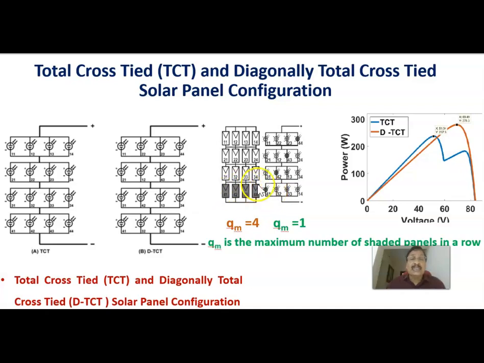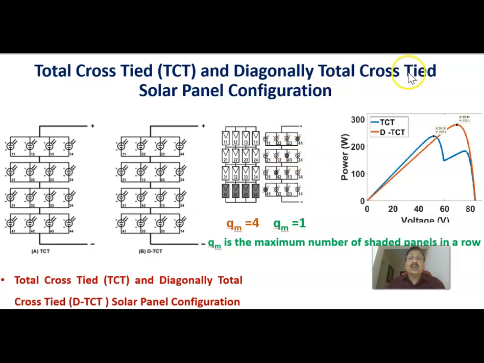Or we are rearranging these partially shaded solar panels in this fashion, so that in each row there is only one partially shaded solar panel. Therefore, here QM equal to 4, but here QM equal to 1. Under this case, when QM equal to 4, two multiple maxima are coming. This is the PV curve corresponding to this one.